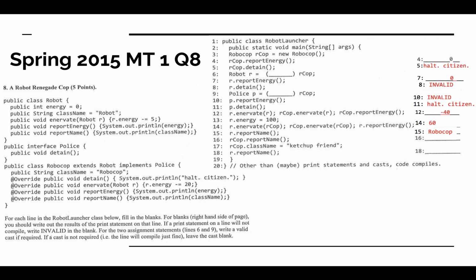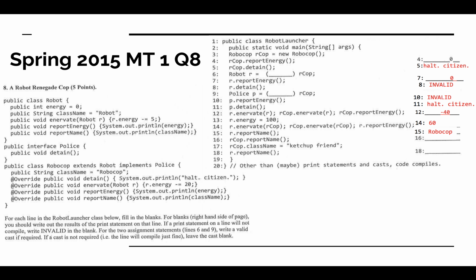So basically, you have R, and it's type Robot, right? So R is pointing to an instance of Robocop. So whenever we make a change to R cop, R is actually pointing to the same thing, or whenever we make a change to R, it's actually pointing here. So either way, the changes are being made in this one instance.